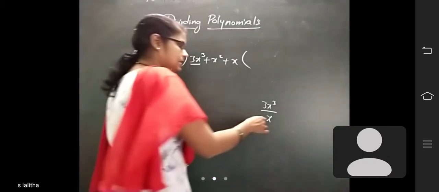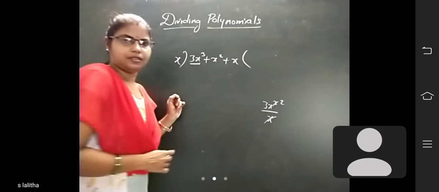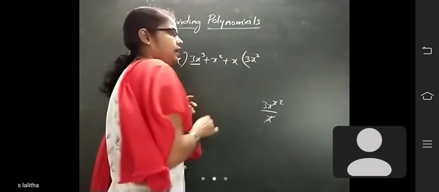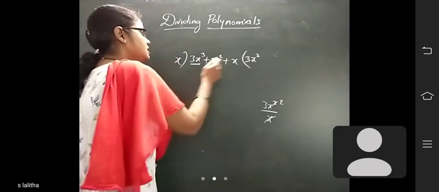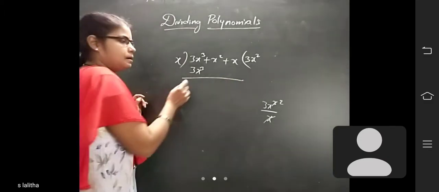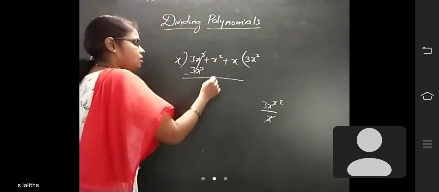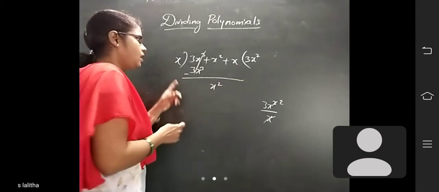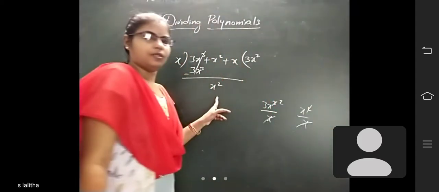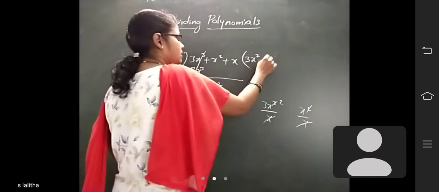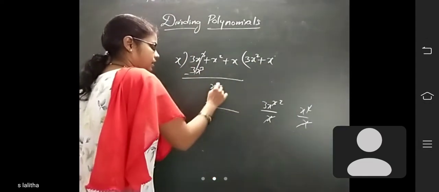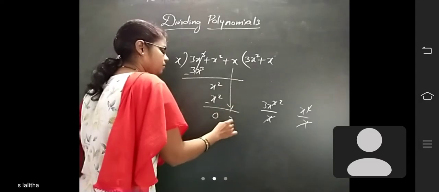Now cancel it. So 3x square is it. So you should write here 3x square. x into 3x square is how much? 3x cube. Subtract. It will be cancelled. Now bring down x square. Now divide this: x square by x. 1x is there. So you have to write in the quotient x. x into x is x square. Remainder 0. Now bring down x.